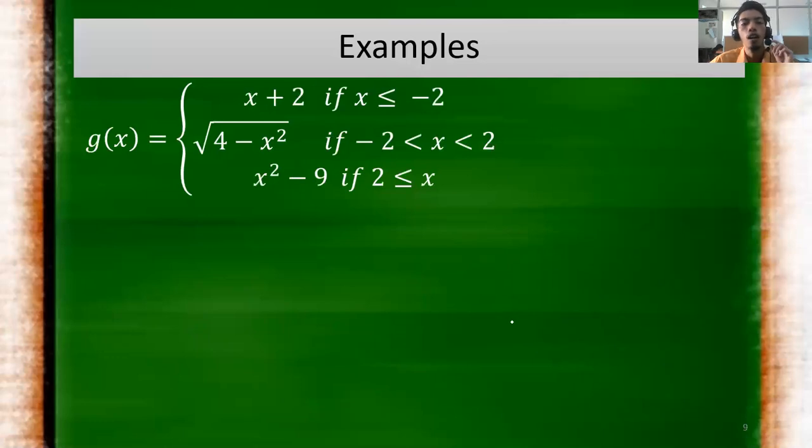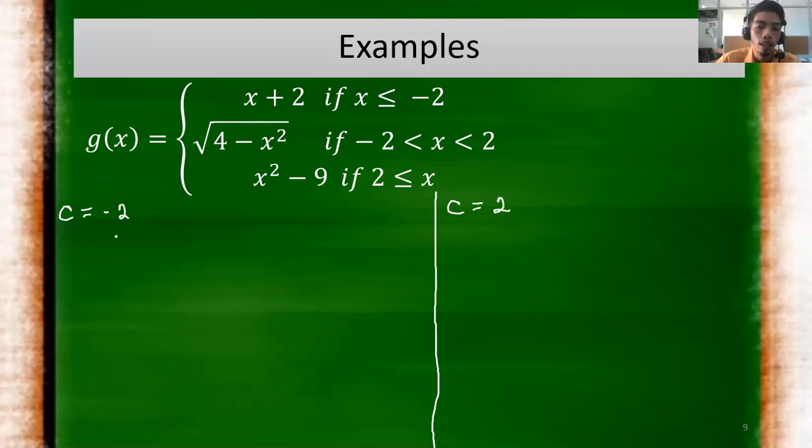We have g of x is equal to x plus 2 if x is less than negative 2. Square root of 4 minus x squared if x is in between negative 2 and positive 2. And x squared minus 9 if x is greater than 2. So now, we have two values of C again. So hatiin lang ulit natin. Okay? Sa una, ang C natin ay negative 2. Sa pangalawa, ang C natin ay positive 2. Doon muna tayo sa negative 2.